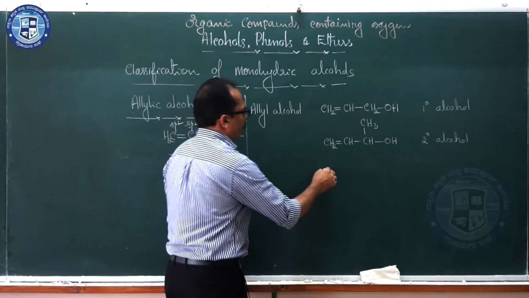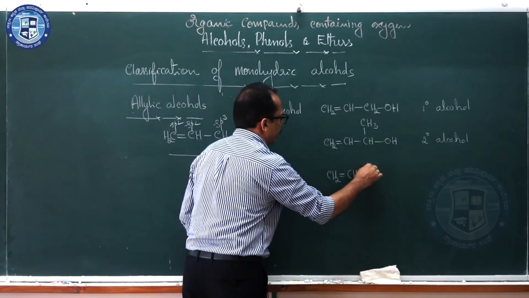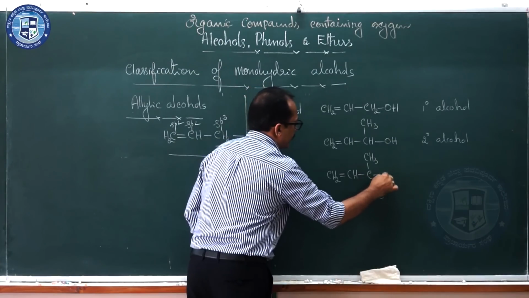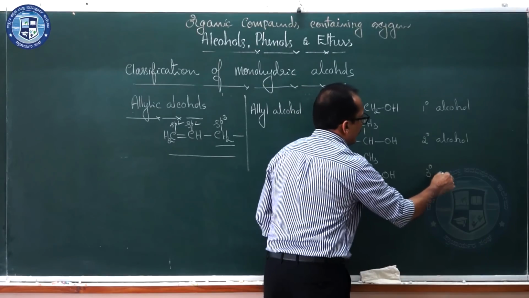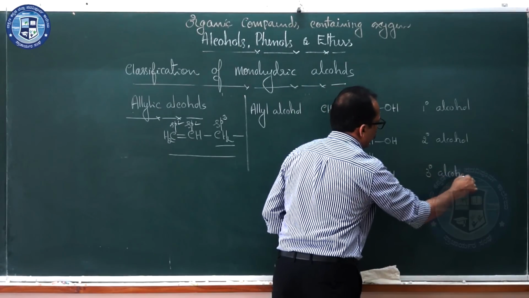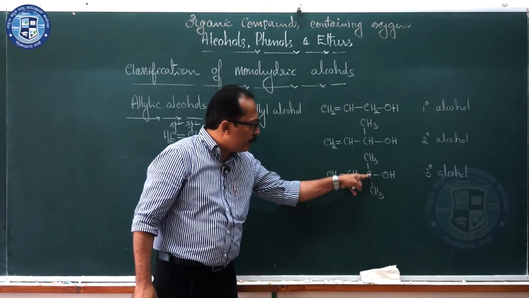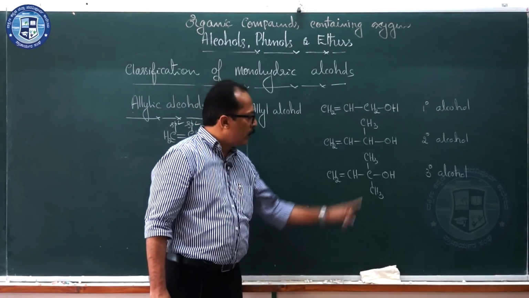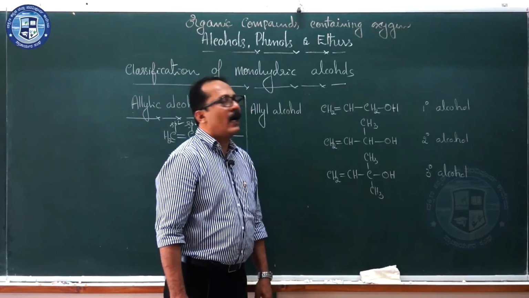Similarly, one more example we can take. CH2 double bond CH, C(CH3)2OH. This is an allylic tertiary alcohol. The OH group is attached to a tertiary carbon atom, so it is called an allylic tertiary alcohol.